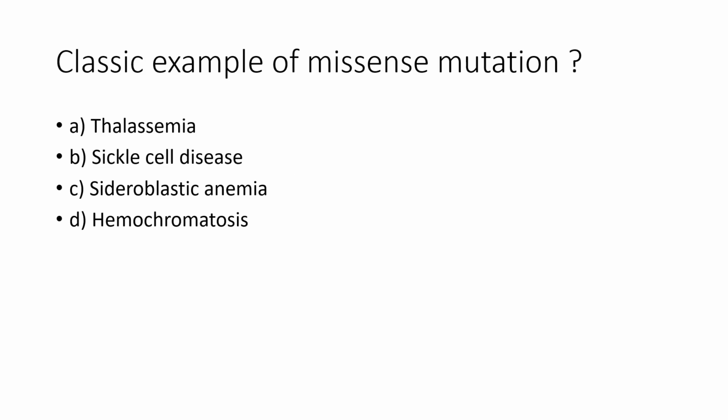So the classic example of missense mutation is thalassemia, sickle cell disease, sideroblastic anemia or hemochromatosis. So pause and guess the answer. This is a slightly interesting question.